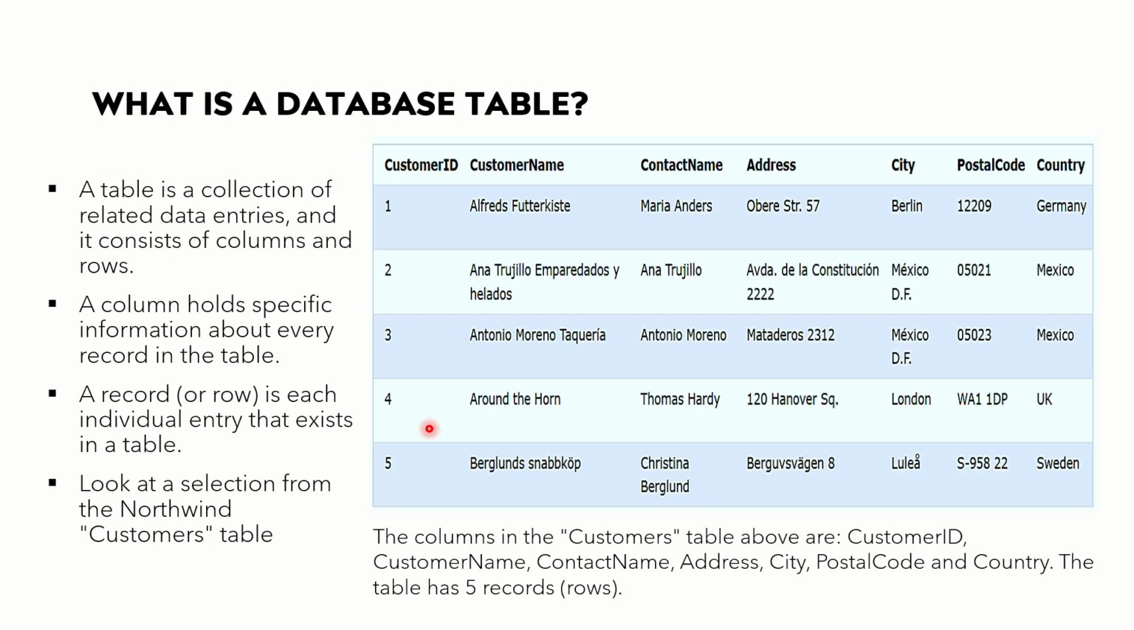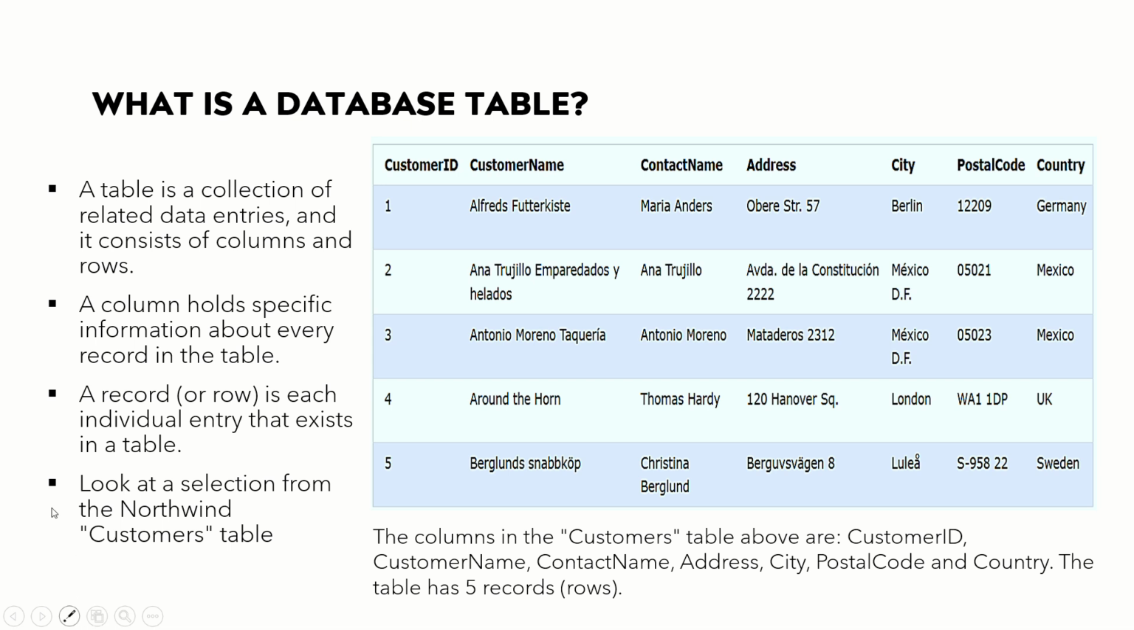We all know that these are rows, these are rows, and these are columns. Yes or no? We know this. So here, what is a database table? A table is a collection of related data entities.